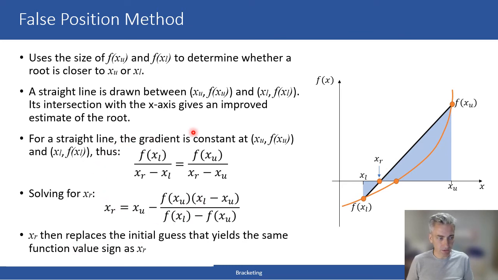So we can go through iterating, applying this technique over and over again, where each time we update either the lower bound or upper bound with the new guess of the root. So xr replaces the initial guess that yields the same function value as xr. So if f of xr is positive, then we should replace either xu if f of xu is positive, or xl if f of xl is positive. We choose which one depending on what f of xr is equal to.